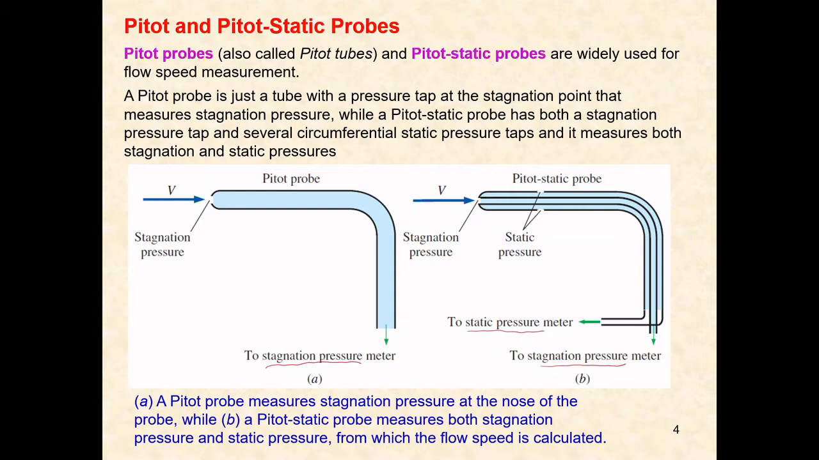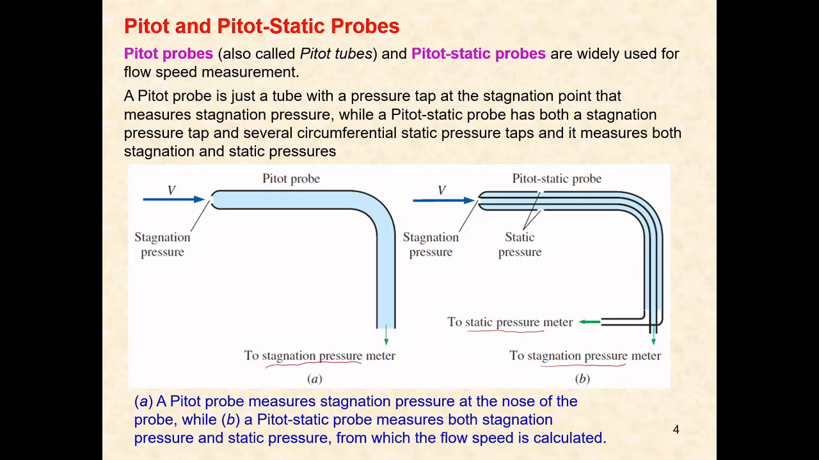Pitot and Pitot static probes. This is one of the measurement devices that can measure the velocity. Pitot probes, also called Pitot tubes, and Pitot static probes are widely used for flow speed measurement. A Pitot probe is just a tube. So this is a Pitot probe. It's a tube with a pressure tap. This is a pressure tap at the stagnation point that measures stagnation pressure. So here, this point, it measures stagnation pressure.